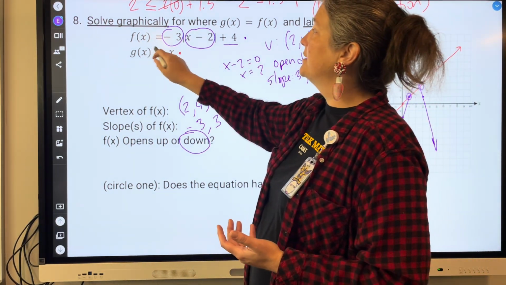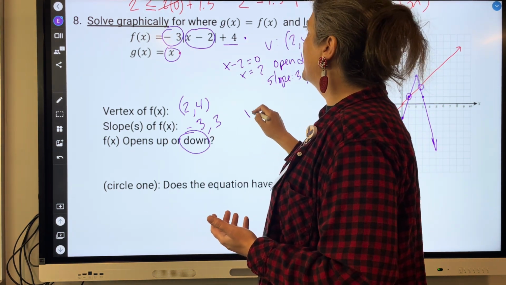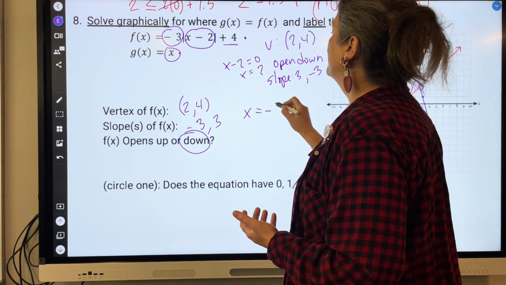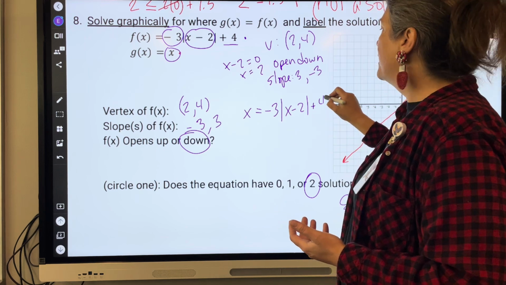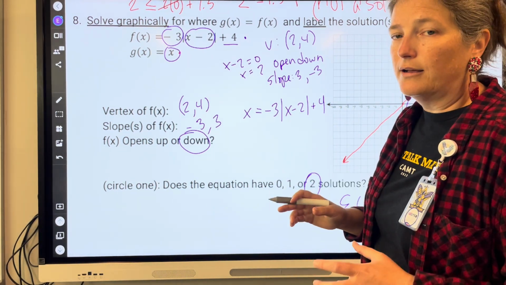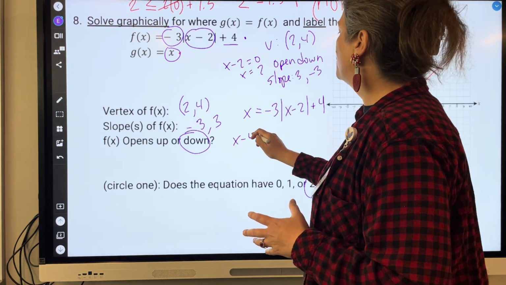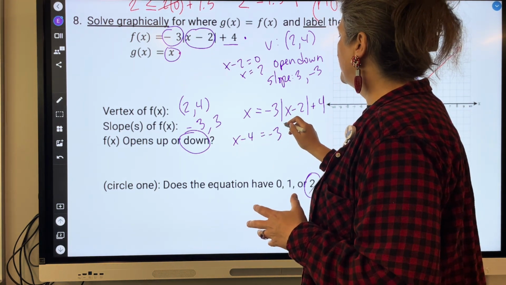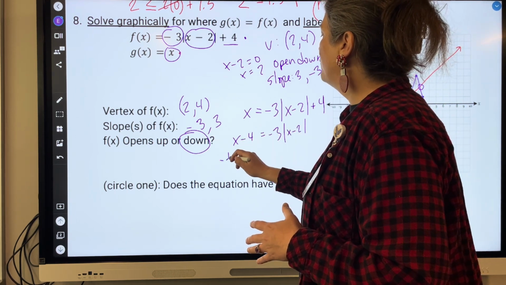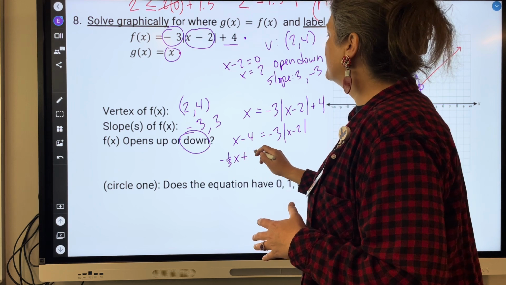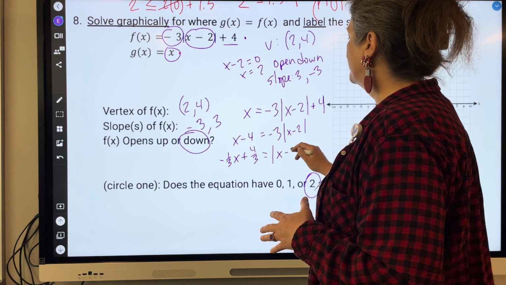I would do that by saying the output of this function needs to be equal to the output of this function. So I'm going to say x is equal to negative 3 times the absolute value of x minus 2 plus 4. Now to algebraically solve an absolute value, I need to isolate the absolute value. So I've got x minus 4 equals negative 3 absolute value of x minus 2, and then divide by negative 3, so negative 1/3 x plus 4/3 equals absolute value of x minus 2.